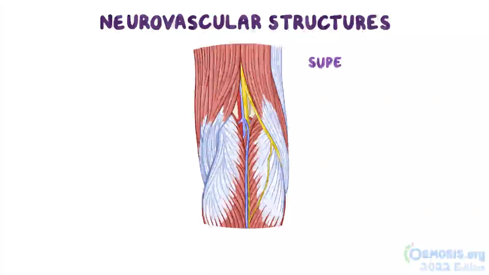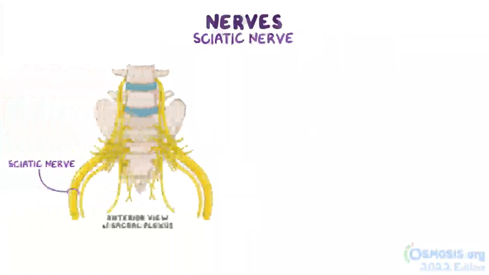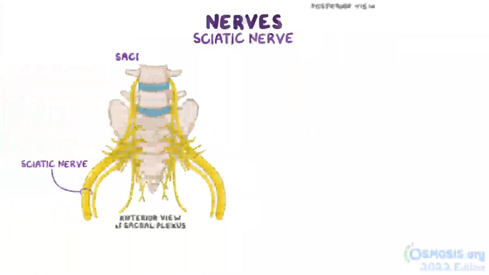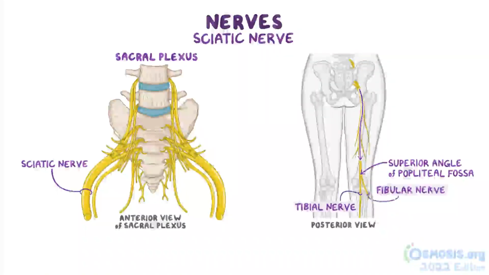When dissecting from superficial to deep within the fossa, first are the nerves, then the veins, and finally the arteries, which lie deep, directly on top of the floor of the fossa. So let's get started with the nerves. You might have already heard about the sciatic nerve, which begins in the lower part of the sacral plexus and ends at the superior angle of the popliteal fossa, where it divides into the tibial and common fibular nerves.